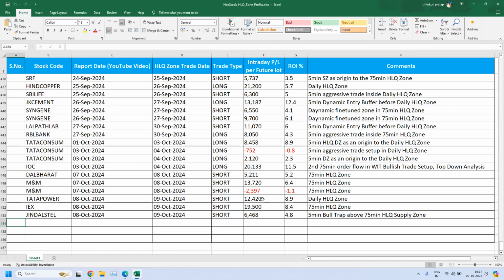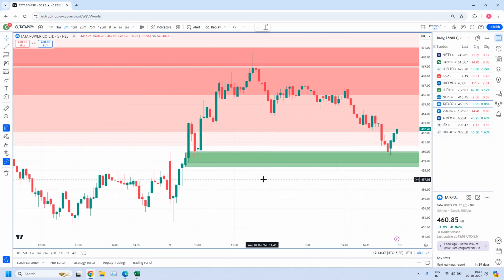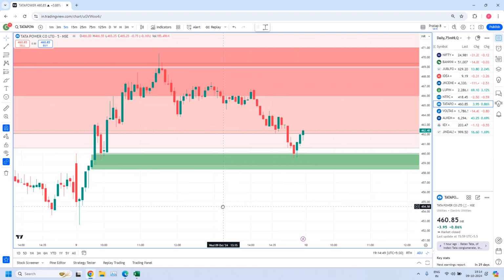See, Tata Power has given 12,420 rupees profit, which is 8.9% ROI. This is a daily high liquidity zone. So, excellent trade. But this is the maximum opportunity it has given to us.